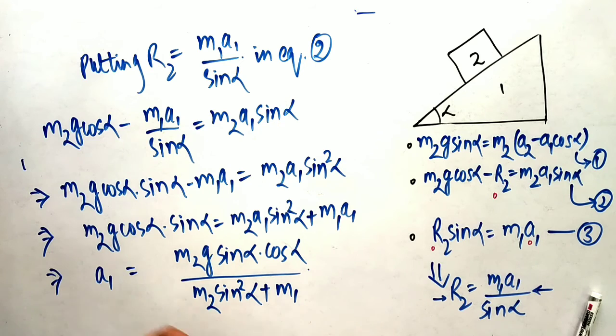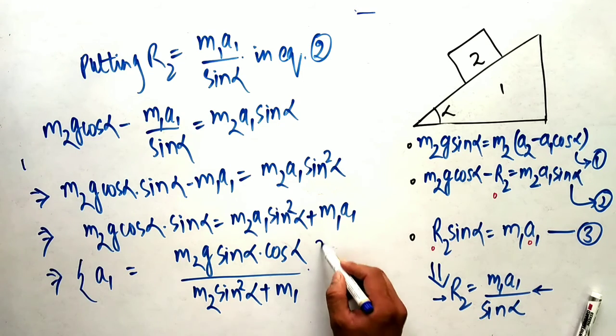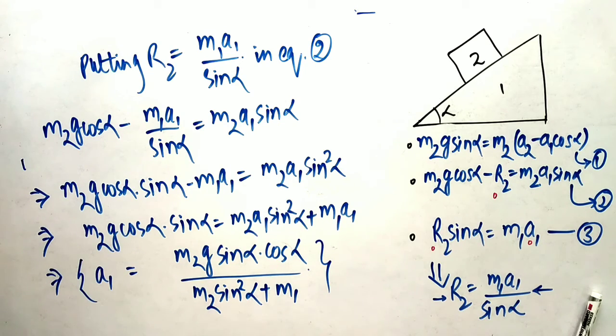That's it. The acceleration that we required, acceleration of the wedge, A1 equal to m2g sine alpha cos alpha divided by m2 sine square alpha plus m1. That's it.